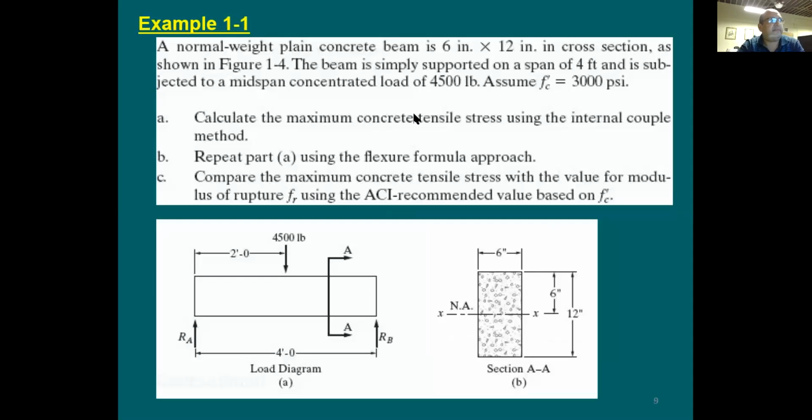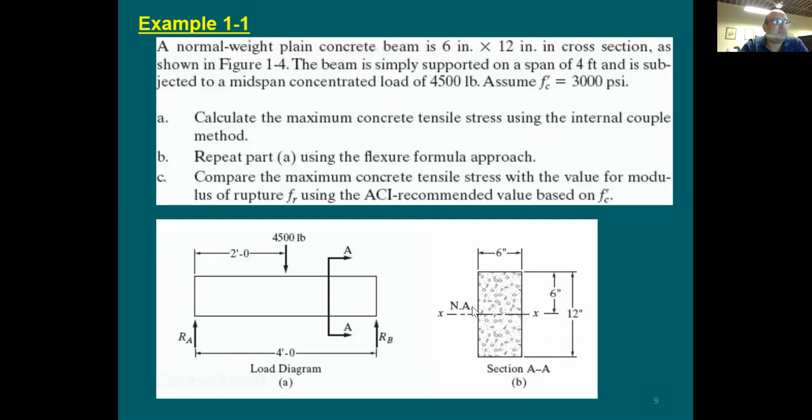Let me show you another example. We have this normal weight plain concrete. Plain concrete means no reinforcing. So if you like to deal with this beam, it's going to be uncracked, because once the beam starts to crack, you need to have reinforcing. But it says here plain concrete.